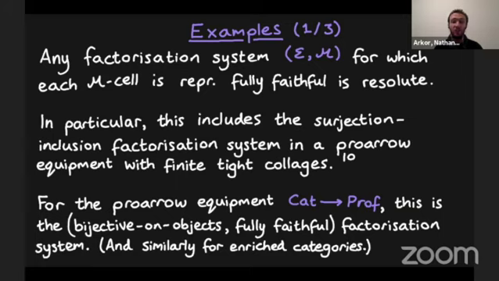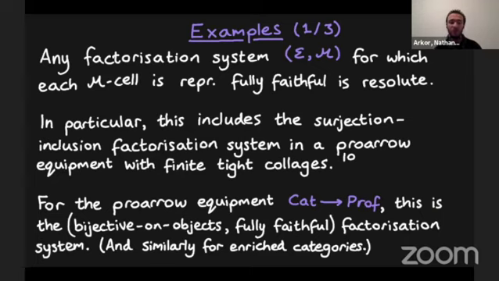And so if we take the pro-arrow equipment of categories and profunctors, this gives us a bijective on objects, fully faithful factorization system. And I just quickly want to note that it doesn't matter really whether we take identity on objects functors or bijective on objects functors.